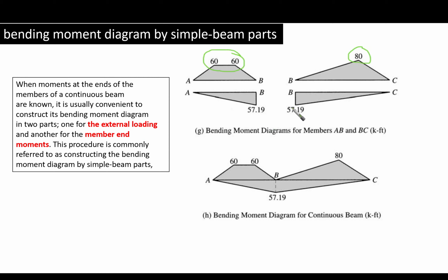And then we put the moment due to the internal redundant that we have put. It is 57.19. It is pretty simple, and it is for the whole beam. So it is 57.19 in both, because it's the same at B.